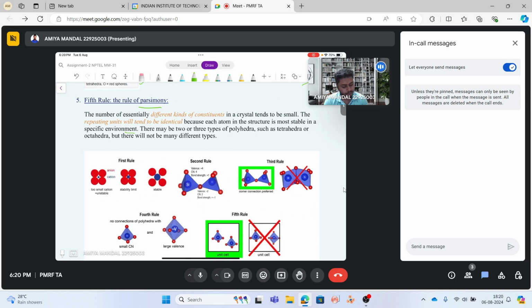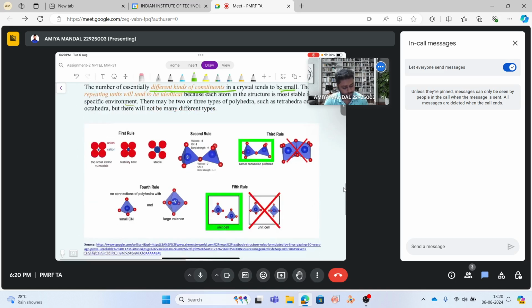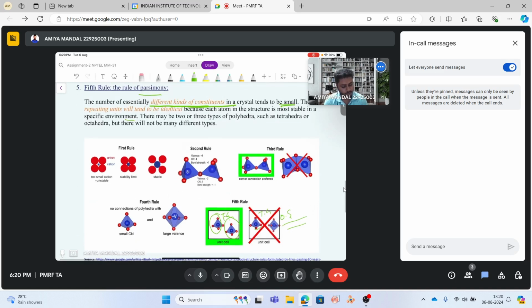So different kinds of constituents in the crystal tend to be small. Like here you can see only one kind of polyhedron, that is tetragonal structure. But there is a tetragonal also and octagonal void. Also octagonal structures are there. So this rule is telling that different kinds of constituents in a crystal structure tend to be small. So you cannot take this structure. We are happy with this. Okay, the crystal is happy with this.